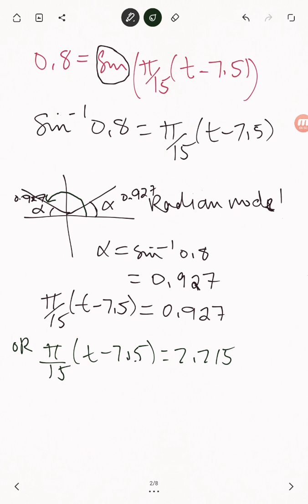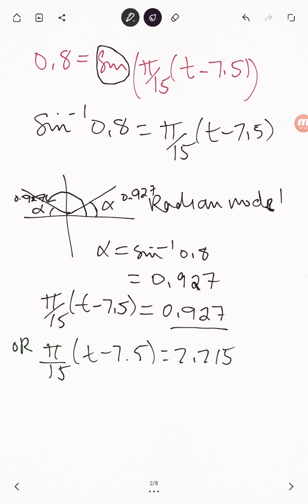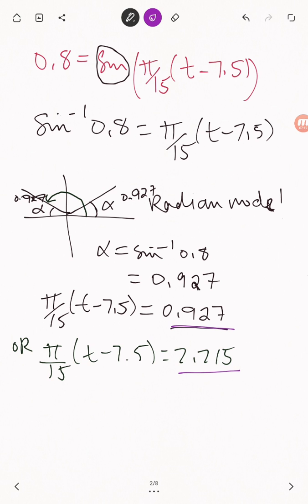All right, so we have pi over 15 times t minus 7.5 equals 0.927, or pi over 15 times t minus 7.5 equals 2.215.